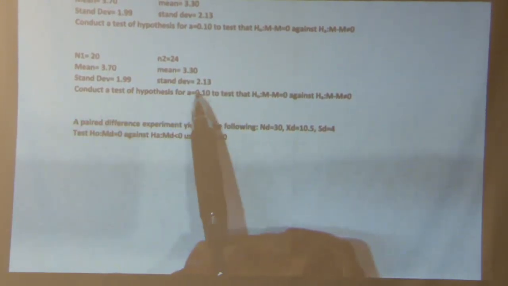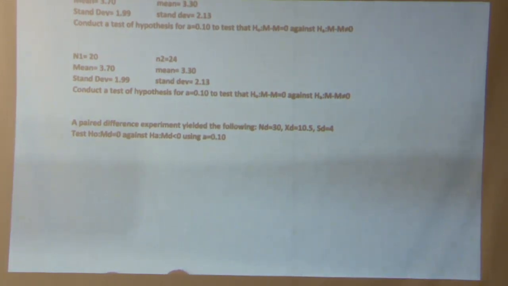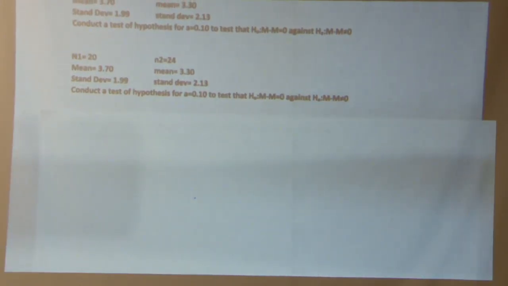So we want to conduct a test of hypothesis for alpha is 0.10 to test that mu1 minus mu2 is equal to 0 against mu1 minus mu2 is not equal to 0. So very similar to the last one, except for this one's going to be set up differently because it's a small test.